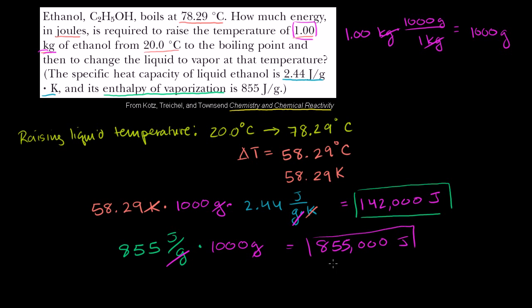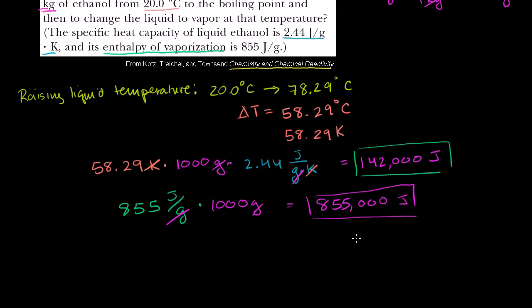855 times 1,000 is 855,000 joules. So it actually took a lot less energy to make the ethanol go from 20 degrees Celsius to 78.29 degrees Celsius than it took to stay at 78.29 but go from the liquid form to the vapor form. This took the bulk of the energy. But if we want to know the total amount of energy, let's see if we can add this up in our heads. 855,000 plus 142,000. 800 plus 100 is 900, so it's 900,000. 50 plus 40 is 90. 5 plus 2 is 7. So it's 997,000 joules, or 997 kilojoules. We could almost say it's almost 1 megajoule if we wanted to speak in those terms. But that's what it'll take for us to vaporize that 1 kilogram of ethanol.